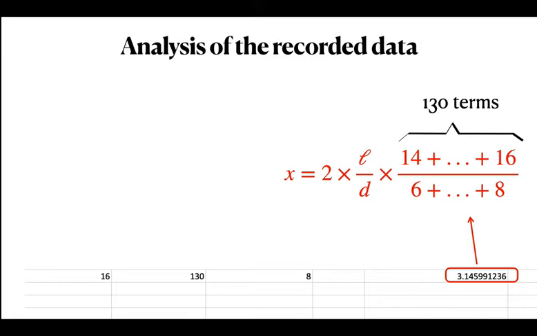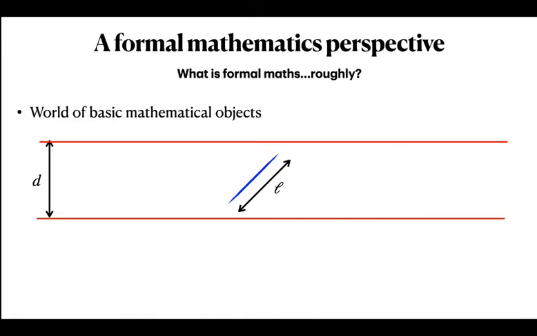Let's keep this in a corner of our heads and then move on to a different way to approach the problem. And this different way is what I call a formal mathematics perspective. So what is formal mathematics here? Well, essentially the goal is to propose a mathematical model that somehow is going to represent the real experiment that I've made in my living room.